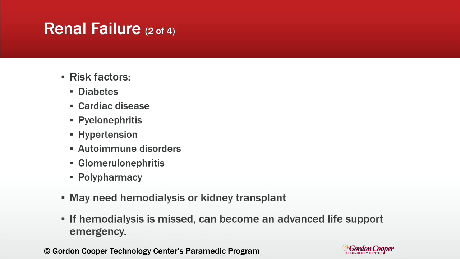Risk factors are going to include, top of the list, always with a lot of the risk factors that we've been talking about, diabetes. And of course, a cardiac history, and that cardiac history is going to be related more to hypertension. Uncontrolled hypertension causes significant damage to the glomerulus within the kidneys, as does diabetes. Pyelonephritis can lead to damage of the kidneys as well, as can autoimmune disorders and polypharmacy, being on multiple medications and those kinds of things.